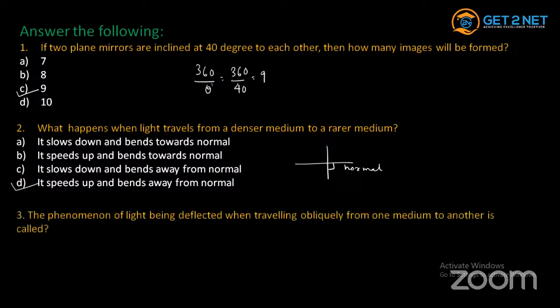Next question, the phenomenon of light being deflected when traveling obliquely from one medium to another is called what? Reflection, refraction, diffraction or dispersion? गोटे मीडियम रू आ गोटे मीडियम को गला बेले सेटा डिफ्लेक्ट हो जाए माने बेंड हो जाए। Very good Swapneshwar, that is refraction.